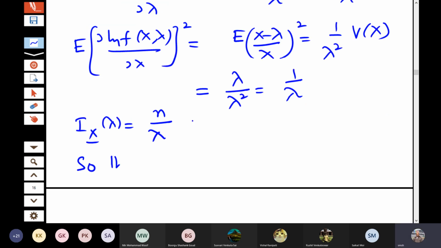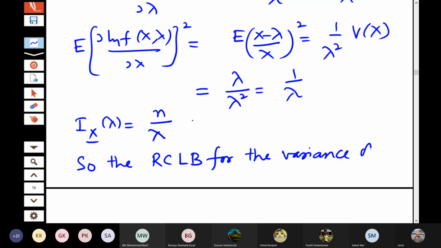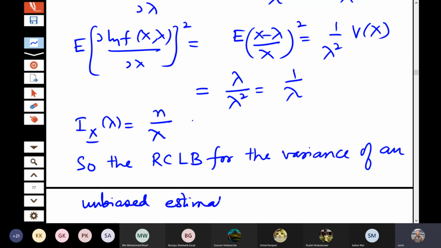So the lower bound for the variance of an unbiased estimator of lambda becomes 1 by this, so that will become lambda by n. So is the calculation clear to you? Yes.